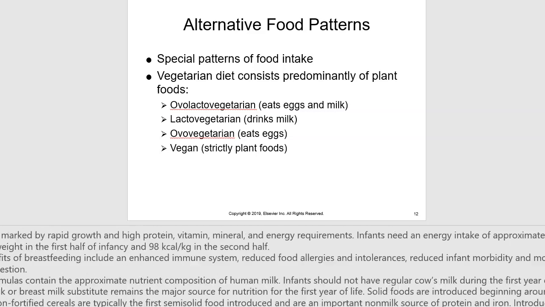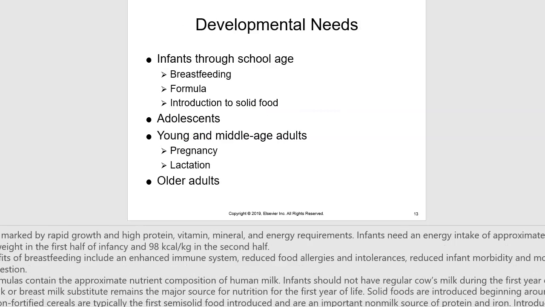If we're talking about developmental needs, we know that infancy is very rapid growth, and they have very high protein, vitamin, mineral, fat, and energy requirements just growing. Benefits of breastfeeding include enhanced immune system, reduced food allergies and intolerances, reduced infant morbidity and mortality, and easier digestion. Infant formulas contain approximate nutrient composition of human milk.